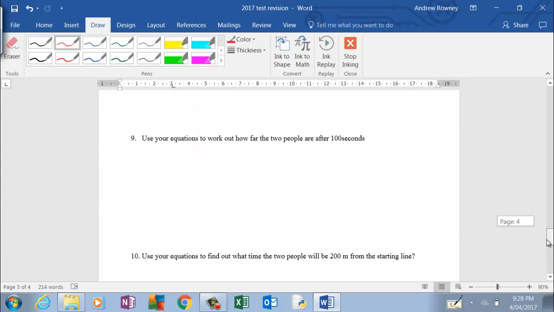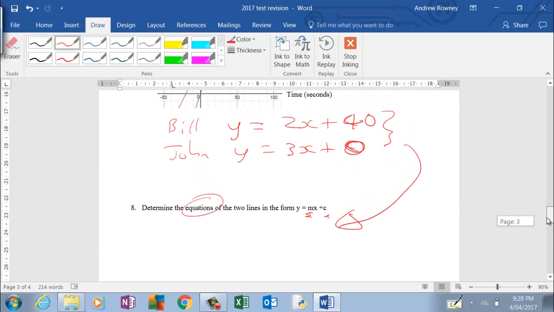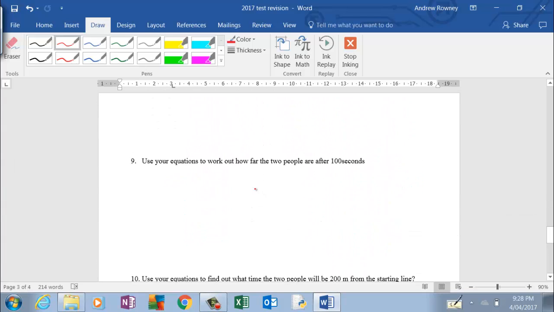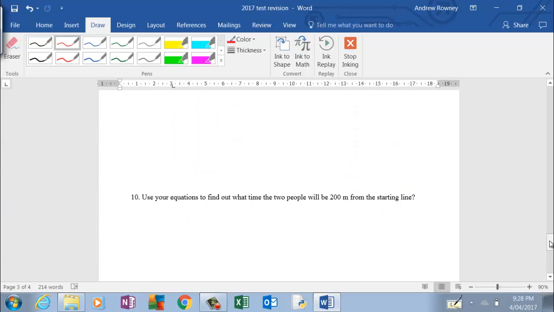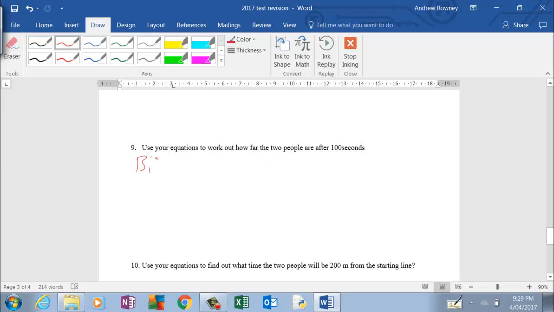Question 9, use your equations to work out how far the two people are after 100 seconds. So first of all, we'll do Bill. So Bill is y equals 2x plus 40, but we want it for 100 seconds. Now 100 is an x value, so we substitute it into the x. So it's 2 times 100 plus 40, which is 200 plus 40, which is 240 meters.